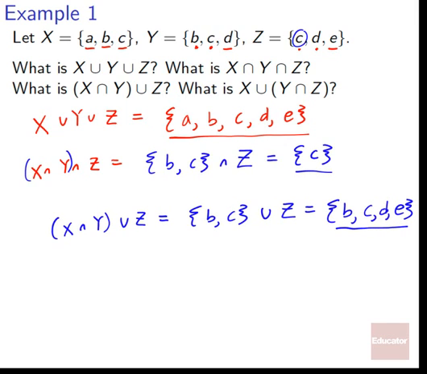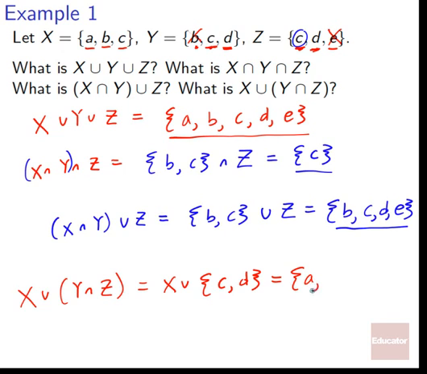But compare, what if we did it a different way? If we had X being unioned with the intersection of Y and Z. Now we need to start off by asking, well, what is the intersection of Y and Z? Well, C and D show up in both of them. E does not show up, B does not show up in both of them. So C and D makes up the intersection of Y and Z. So X union C, D is going to be A and B, because they're new guys, and C and D were already there. So A, B, C, D is X union Y intersect Z, but we get a different one if we do X intersect Y union Z, we get B, C, D, E.